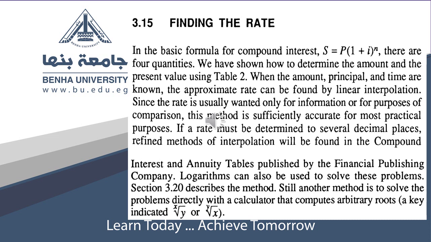When the amount, principal and time are known, the approximate rate can be found by linear interpolation. There is no problem. It is very easy for every student, since the rate is usually wanted only for information or for purposes of comparison. This method is sufficiently accurate for most practical purposes. If a rate must be determined for several decimal places, a refined method of interpolation will be found in compound interest and annuity tables published by financial publishing companies.